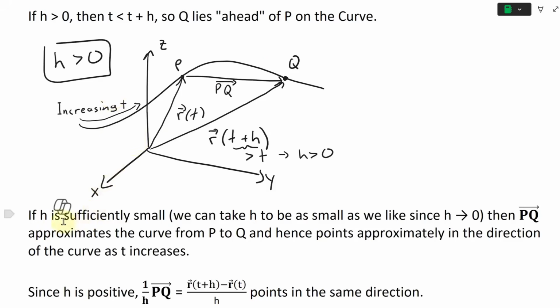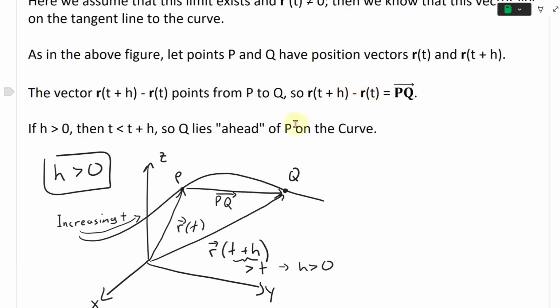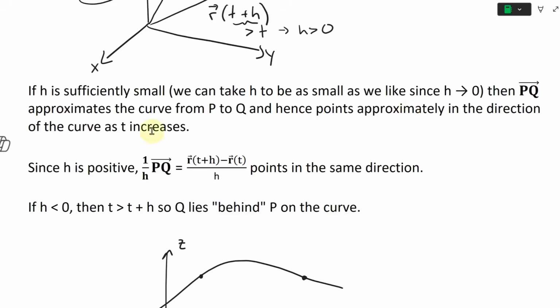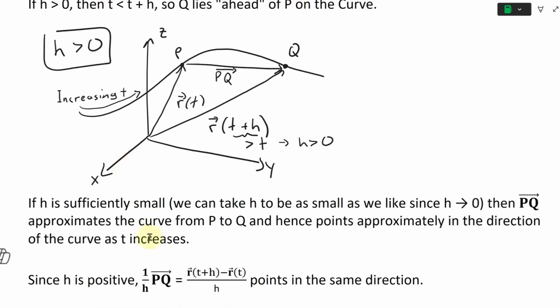And right here, if h is sufficiently small, we can take h to be as small as we like, since h approaches 0 in the limit. Then this PQ vector, or secant vector, approximates the curve from P to Q. So as you shrink h right here, this t plus h basically gets smaller and smaller until it pretty much coincides with P and Q. They both basically coincide together, and hence point approximately in the direction of the curve as t increases.